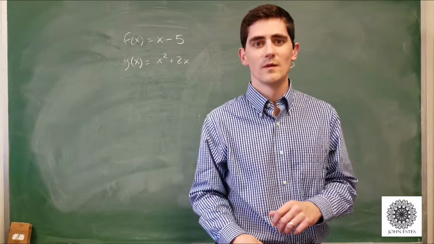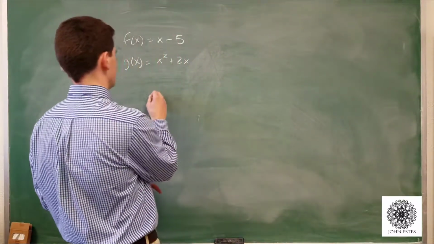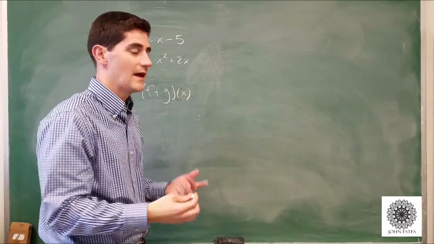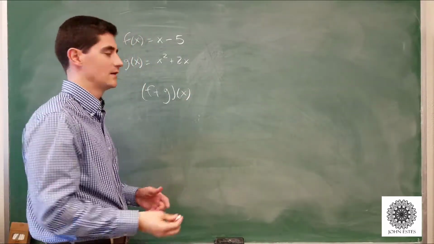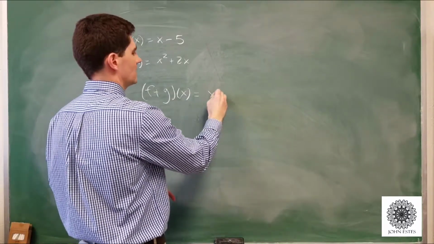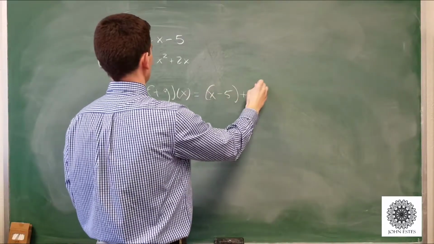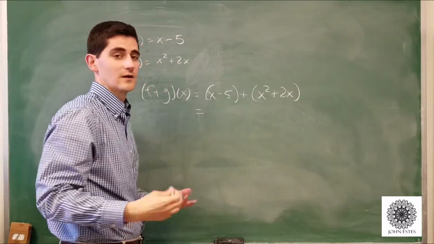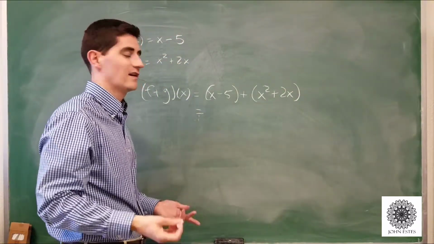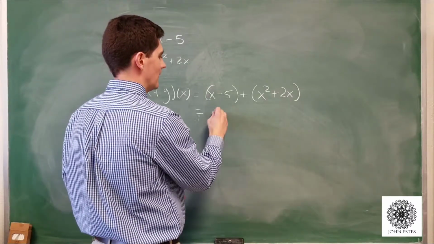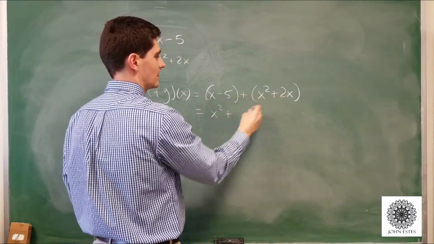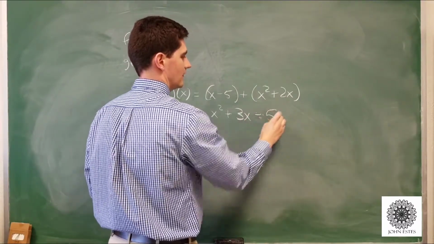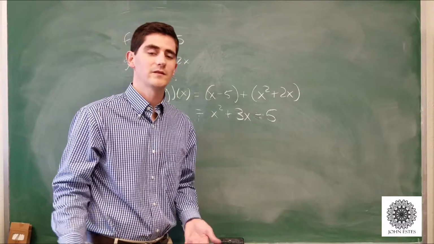So for example, f plus g of x is simply adding together f of x and g of x. So that's going to be x minus 5 plus x squared plus 2x. So when I combine my like terms, my new function, which is f plus g of x, looks like x squared plus, adding my x terms together, 3x, and then I have a minus 5. So there's the new function f plus g of x.